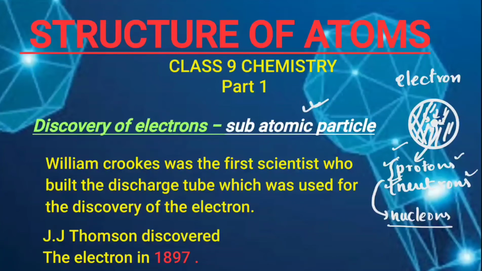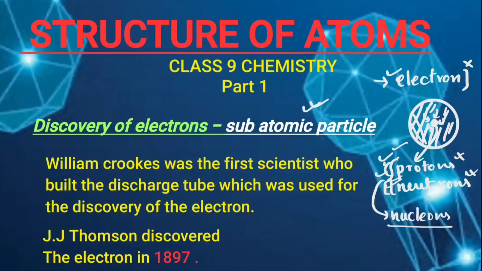So these three individual particles, proton, neutron and electron, are known as subatomic particles. Subatomic particles means particles which reside inside an atom and constitute the atom. So every atom has these three things. Let's now go into the discovery of these subatomic particles. Let's first talk about the discovery of electrons.